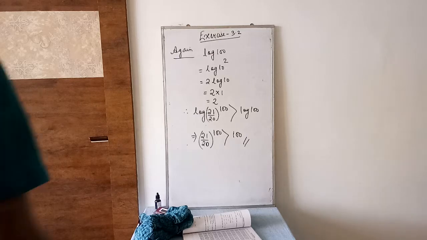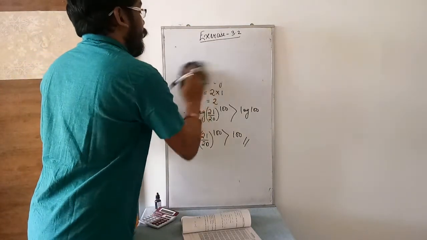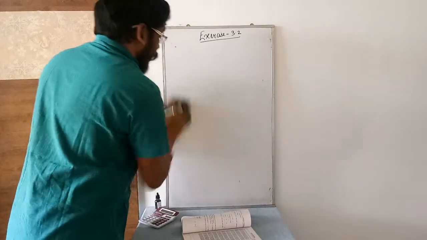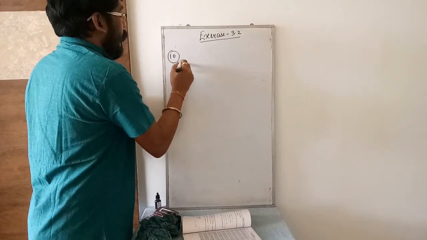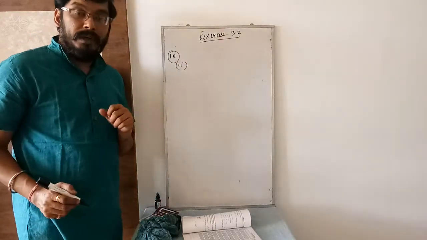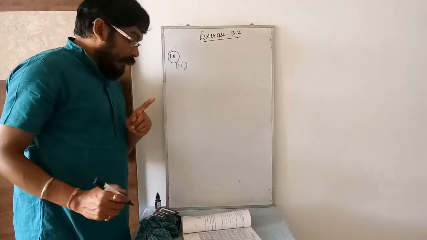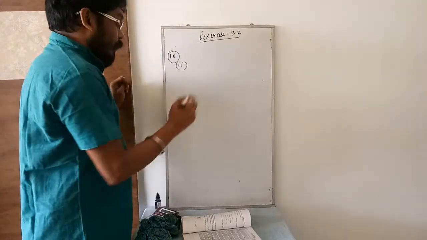Okay. Now we will go for Roman number 2. Roman 2, what is given? 10 to the power 11 greater than 11 to the power 10. You have to show that 10 to the power 11 is greater than 11 to the power 10. So this is Roman 2.